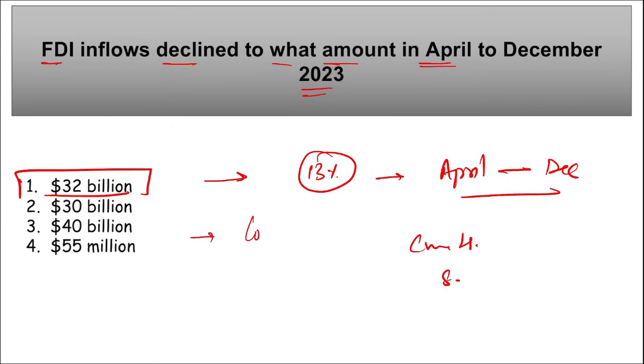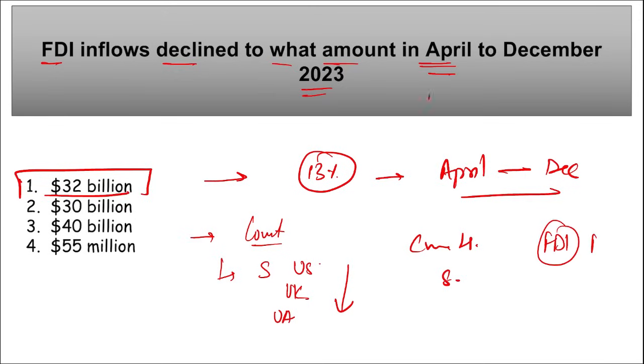Then if we talk about the countries from which we are seeing a decline in the FDI inflows, such as Singapore, US, UK, UAE, we have seen that the FDI amount that used to come from these countries has declined. Next, the question can also be asked in such a way: which is the state that has received the highest FDI inflow for the same period, April to December 2023? So that is Maharashtra, the state that received the highest inflow of FDI.